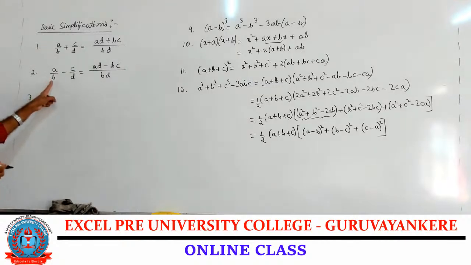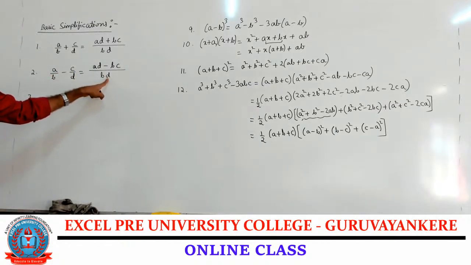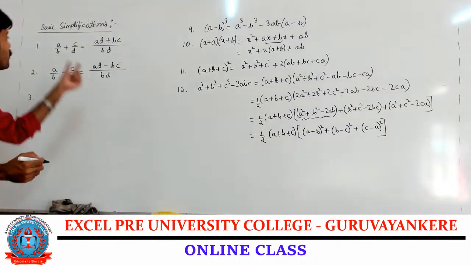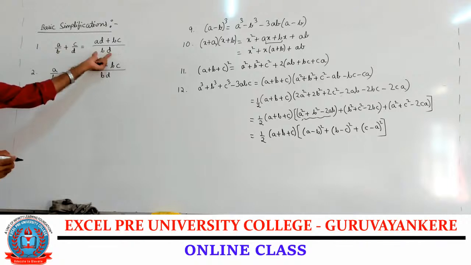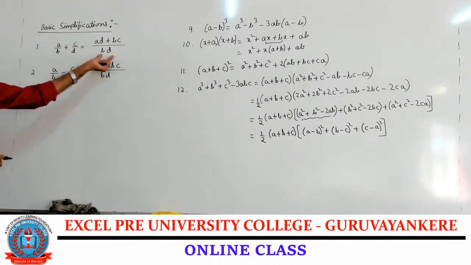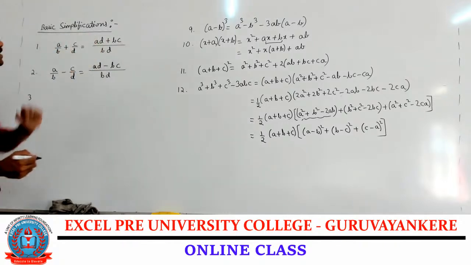B has to be multiplied by which term to get bd? That's the actual method. B has to multiply by d to get this. That d into a is ad. D has to multiply by which term to get bd? That d has to multiply by b to get this. That b into c is bc.